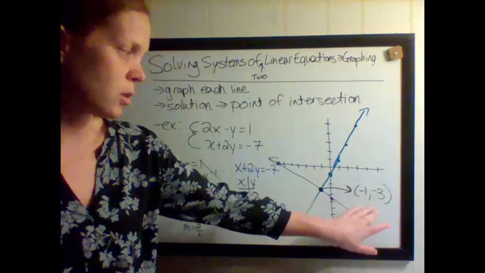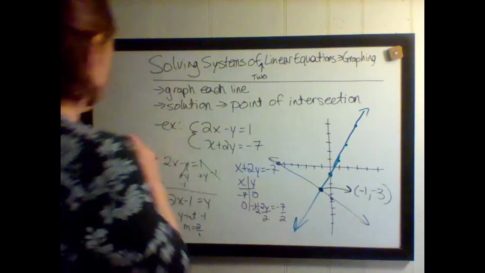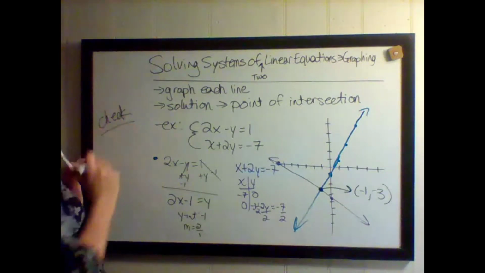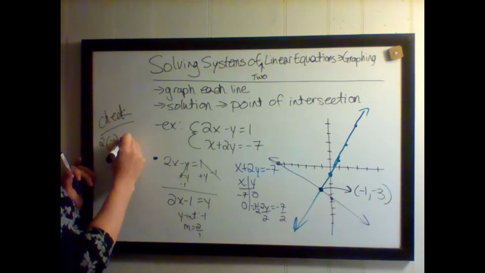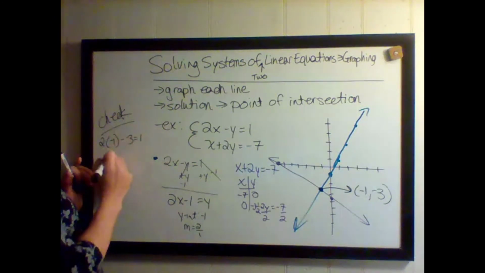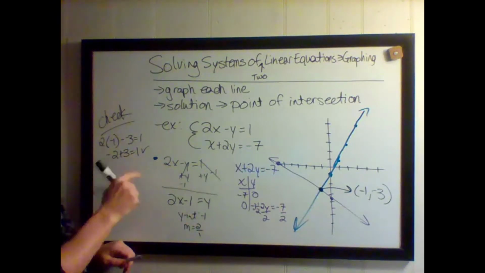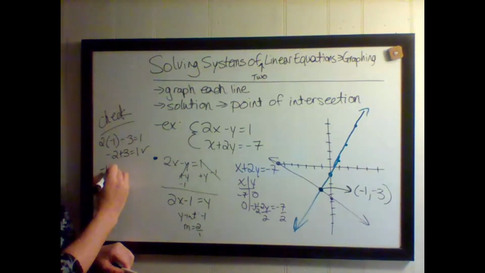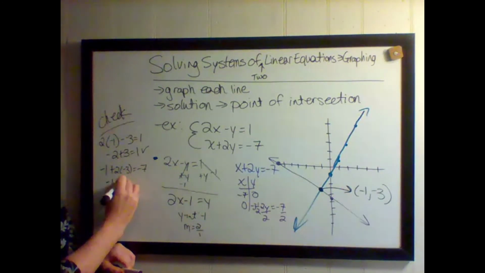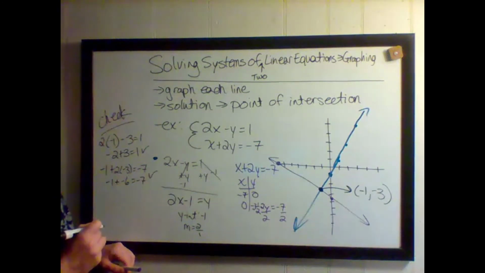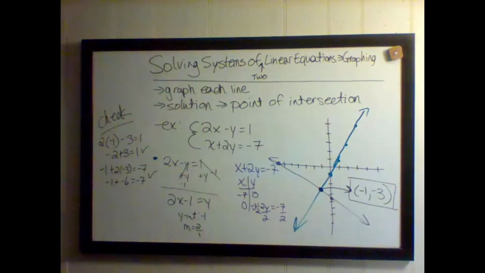But this is where now, and this is going to be true all the time, but especially here, we need to check this. Let's do a little check. Is 2 times the x value I found, negative 1, minus negative 3 equal to 1? Negative 2 plus 3. Yes, that one checks out. They both have to work though. How about the second one? Negative 1 plus 2 times negative 3 is that negative 7? Negative 1 and negative 6. Yes, that's negative 7. Since they both work, I know I got the right solution. Negative 1, negative 3 is where they intersect.